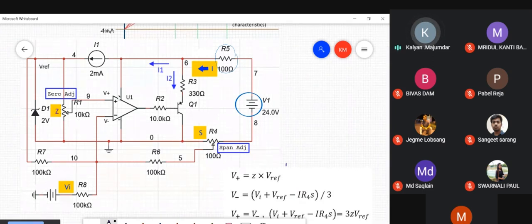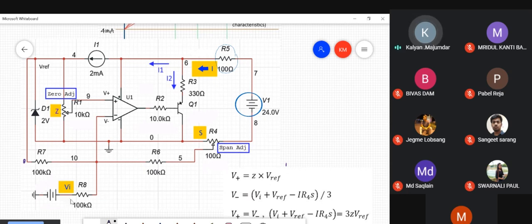So the voltage at the non-inverting terminal is some fraction Z into V reference. Remember, V reference is a constant because it's a voltage across a Zener diode, which is biased by a constant current. Fine. Next is the voltage at the inverting terminal. Here you have this V reference connected through resistance R7 to V minus. This inverting terminal receives voltage components from different points. One is it receives a voltage from this particular point. Now, what is this voltage? This is V reference, connected through the resistance R7 to the inverting terminal.